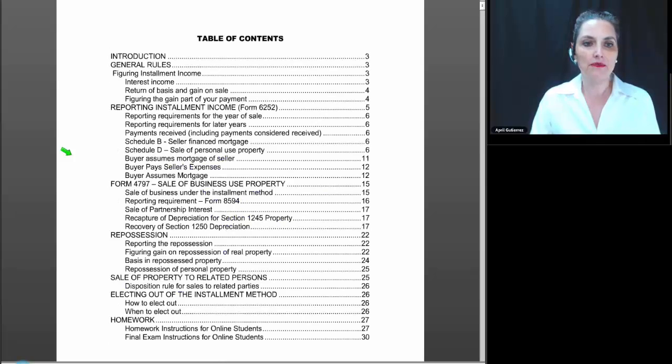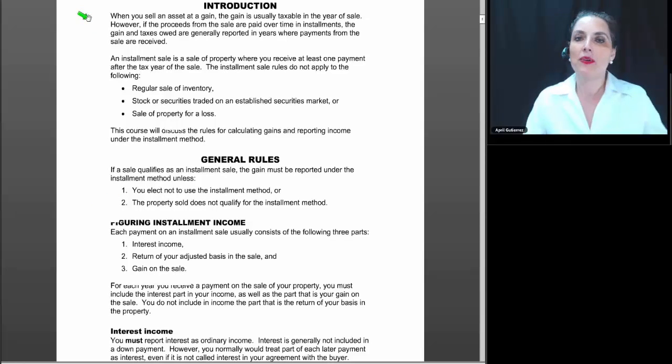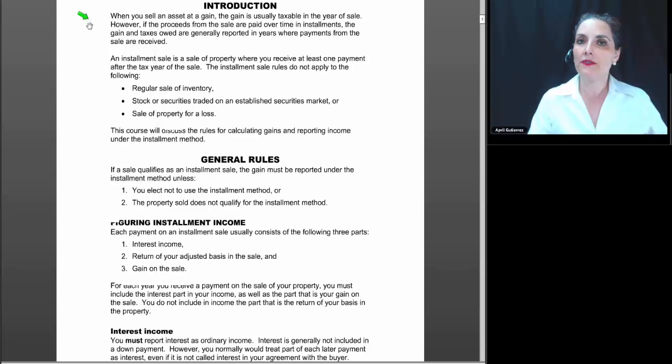And we're just going to bounce over now to page 3 of the manual, where I begin with a course introduction. When you sell an asset at a gain or a profit, the gain is usually taxable in the year of the sale. However, if the proceeds from the sale are paid over time in installments, the gain and the taxes owed are generally reported in years where payments from the sale are actually received.